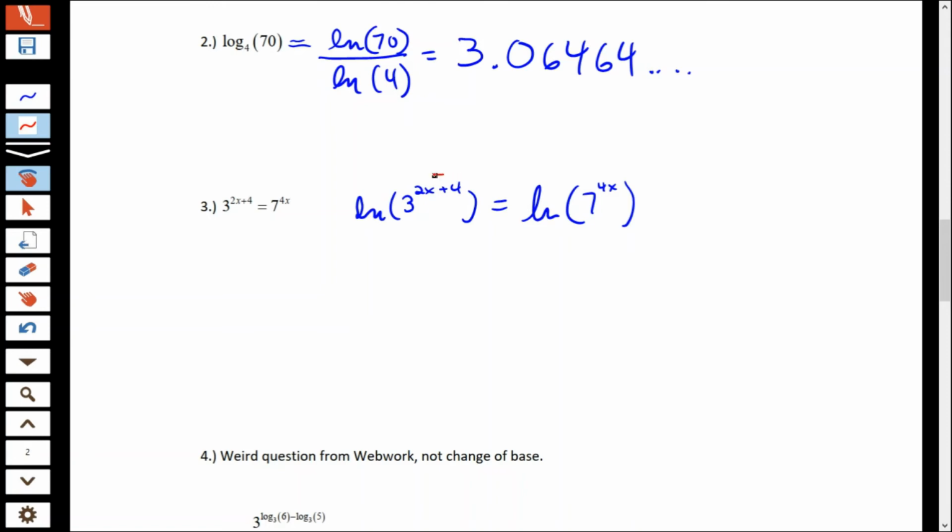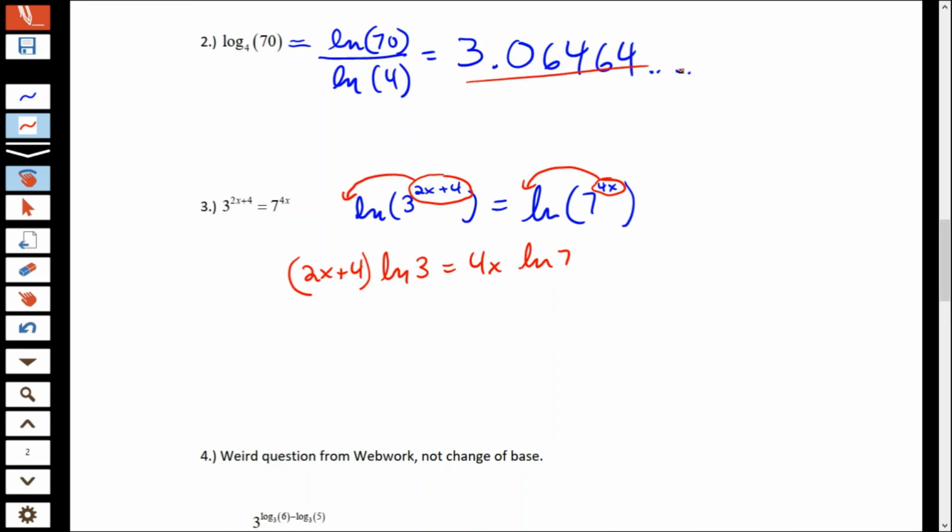The reason why these logs help you is that the property of logs, the power property, allows us to bring these exponents out front. So we get 2x plus 4 times the natural log of 3 equals 4x times the natural log of 7. All right, now natural log of 3 and natural log of 7, these are just decimals. These are just numbers, like these infinitely long decimals. So either you can turn them into a decimal here and then solve it, or what I'm going to do is I'm going to leave them in this form, and I'm going to distribute that natural log of 3.